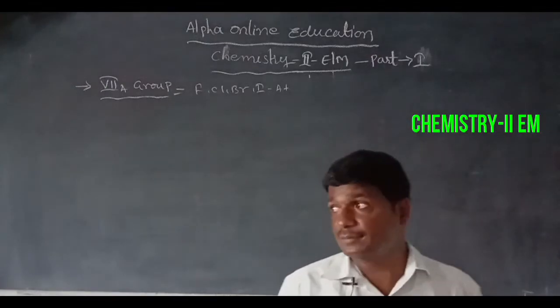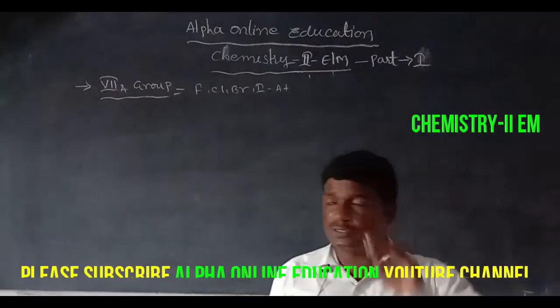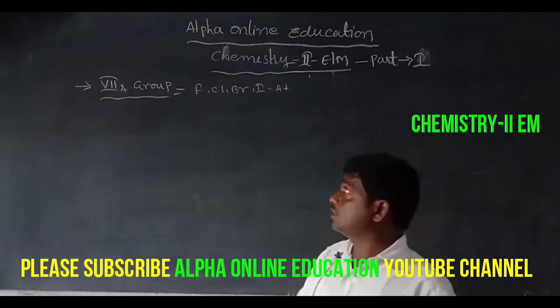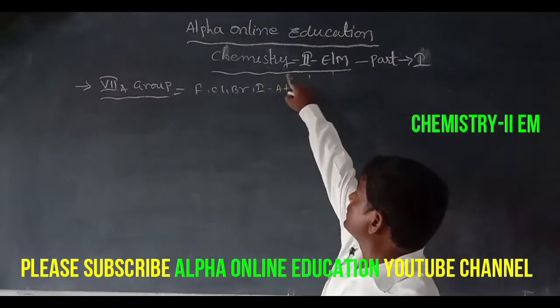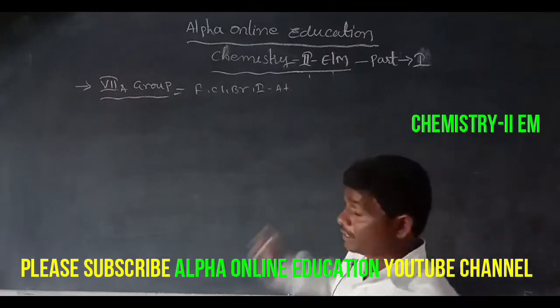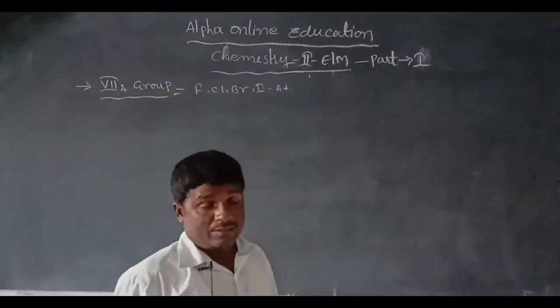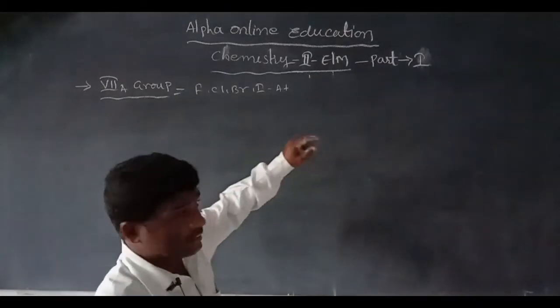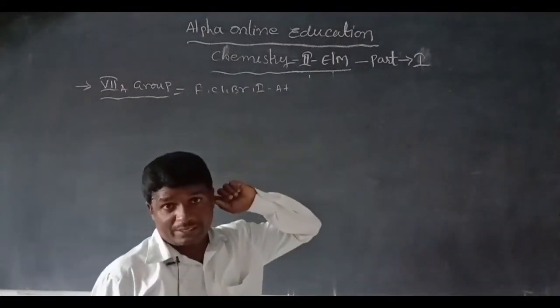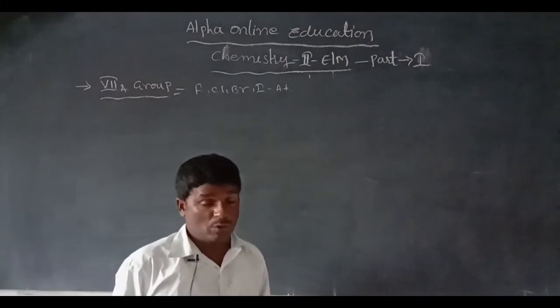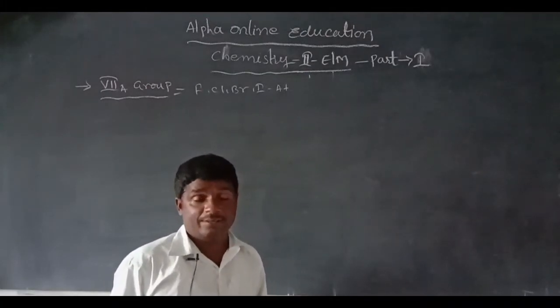Good morning, students. Today we are going to discuss the 7th A group elements, Chemistry second year English medium, part 1. What are the 7th A group elements? What are the properties of the 7th A group elements? How are chlorine and bromine prepared in the laboratory?